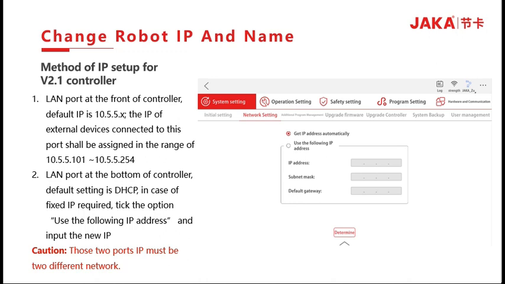10.5.5.254. While the LAN port at the bottom of the controller default setting is DHCP, in case of a fixed IP is required, tick the option, use the following IP address, and input the new IP. Note that those two ports IP must be two different networks.